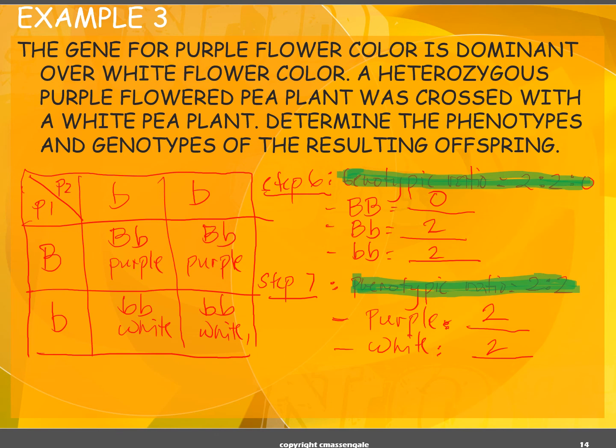Okay? So, at this point, meron po tayong activity. Meron kayong activity na sasagutan na ganito. Dalawang problem lang yon, naka-lay down na doon yung steps number 1 to 7. Kailangan nyo na lang siyang lagyan ng sagot. Okay? So, that ends our discussion about monohybrid cross.